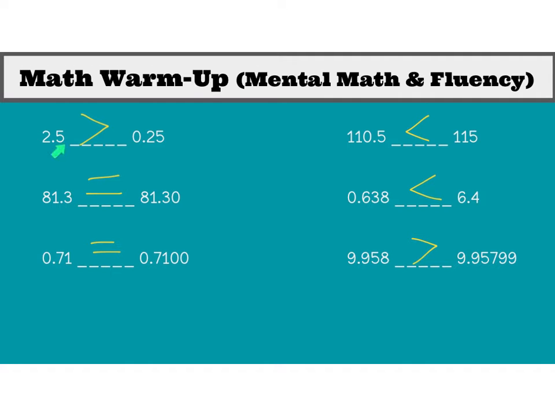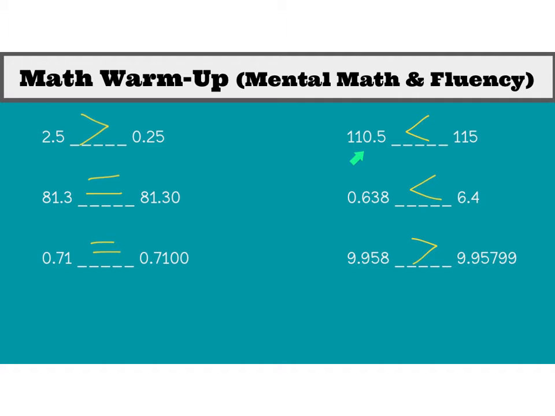Okay, let's see how you did. So for this first one, 2 and 5/10 is greater than 25 hundredths. 81 and 3/10 is equal to 81 and 30 hundredths. 0 and 71 hundredths is equal to 0 and 7,110 thousandths. I think that was 10 thousandths.